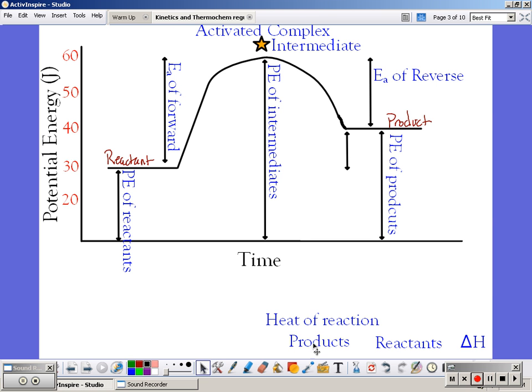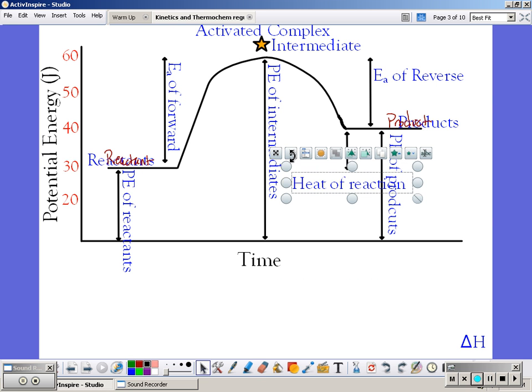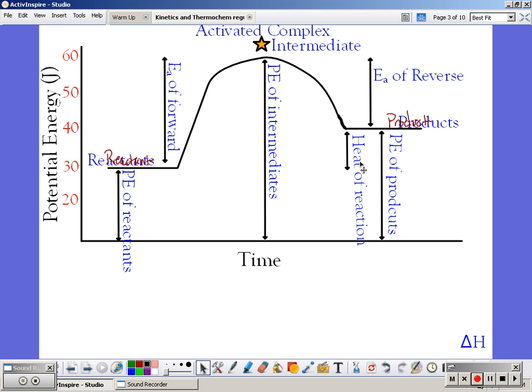Our products are what we always end with. Our reactants are always what we start with. The difference between my bonds broken in my reactants and the bonds formed of my product is called the heat of reaction. How much heat actually changed. And that is symbolized by delta H. So if I need more energy as a product, then it's an endothermic reaction. So this graph is an example of an endothermic reaction. My reactants have less energy than my products.